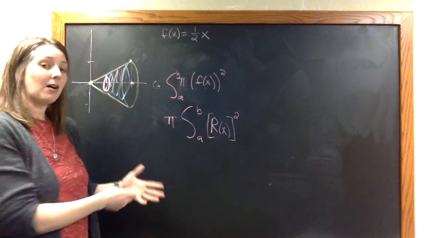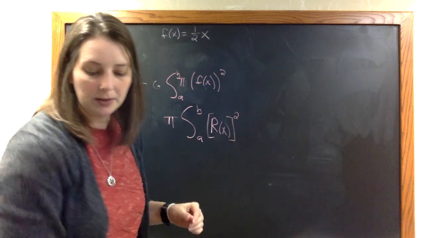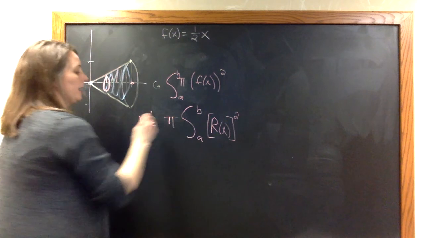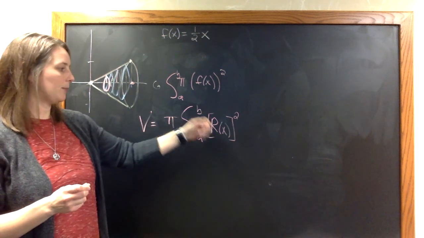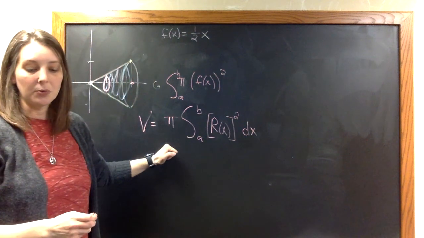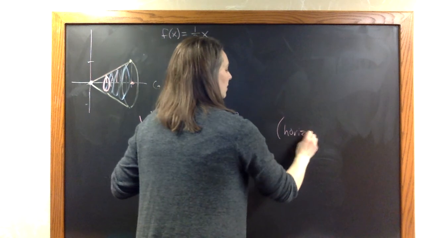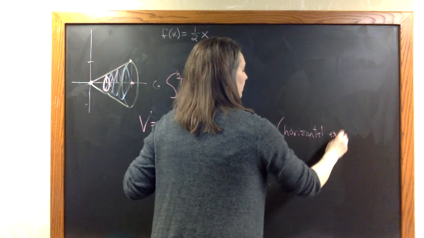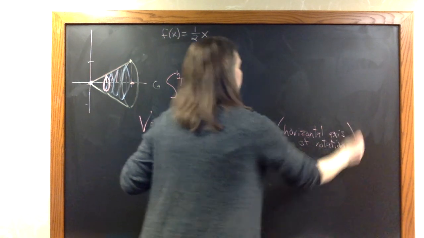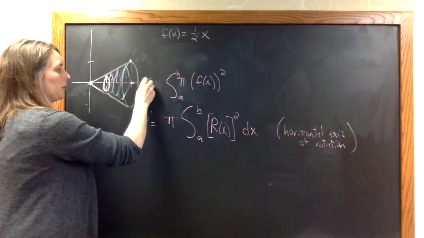We call this the disk method for finding volume, and it is written in your book exactly like this. If you want to find the volume, it is pi times the integral from a to b of r of x squared dx. Sorry, I forgot the dx. We use this when we have a horizontal axis of rotation.